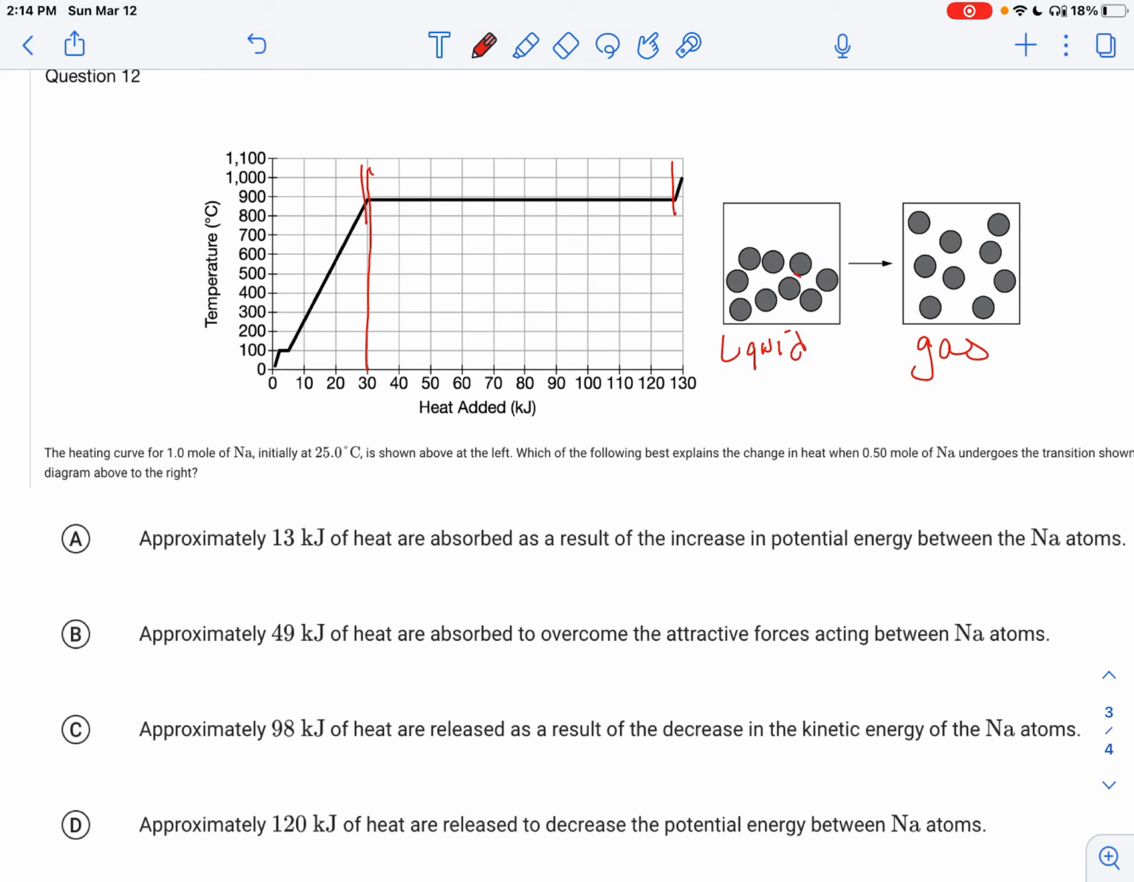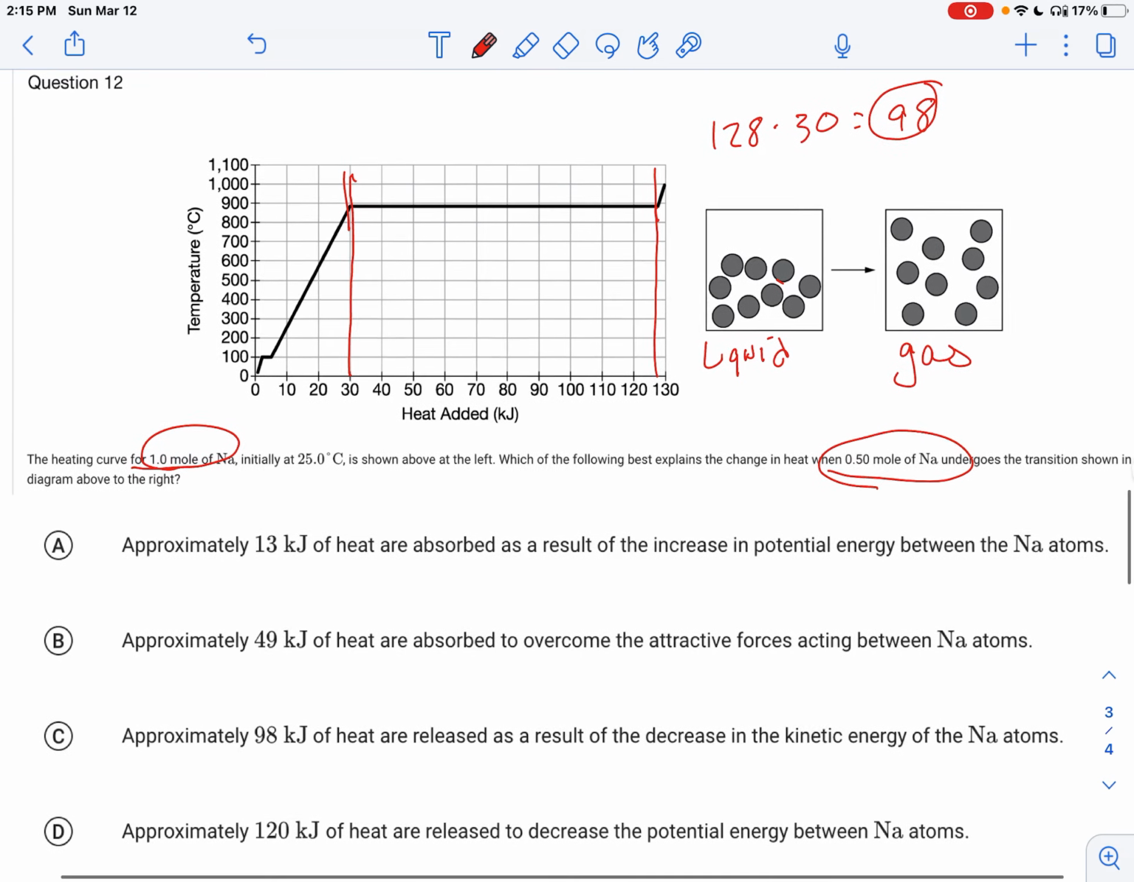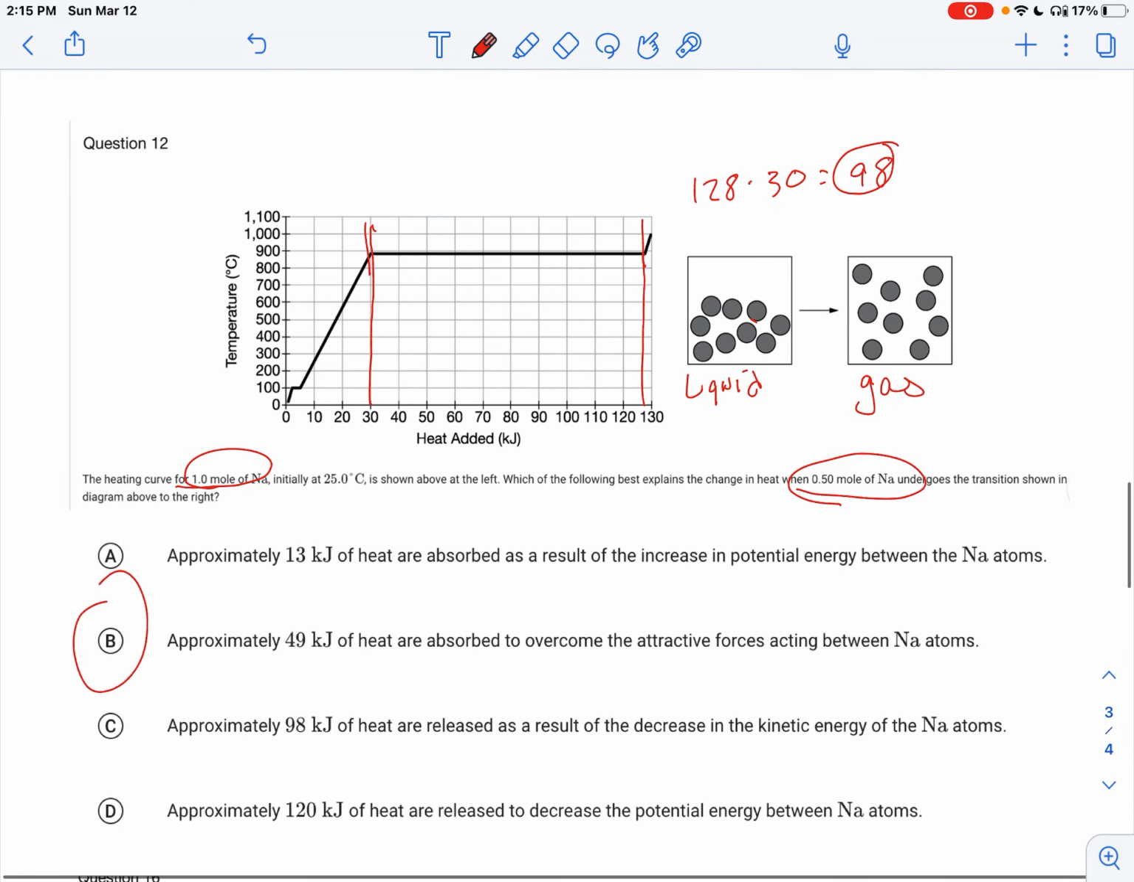So, 128. Okay, 128 minus 30 is about 98. However, I'm not quite done yet, because this is a heating curve for 1 mole of Na. And they're asking for the change in heat when 1/2 a mole undergoes the transition. So you don't want to say 98, you do want to say 49. Okay? So that means B must be the answer.